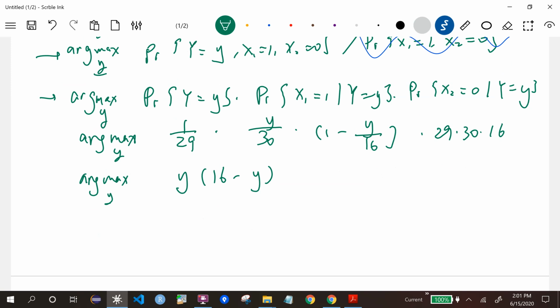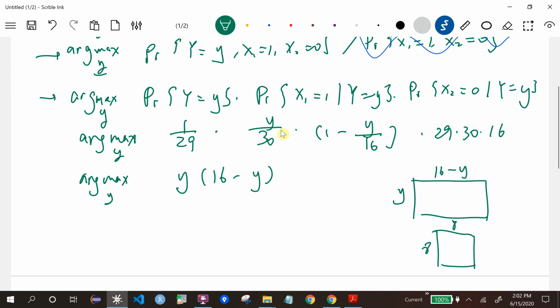So here you can do the geometric hack. It's basically what kind of rectangle maximizes the area. So we have one length is y, the other one is 16 minus y. So you know that if the perimeter is fixed, then the largest rectangle is a square. So we have this 8 by 8 thing, because they need to be equal to each other and y is 8.